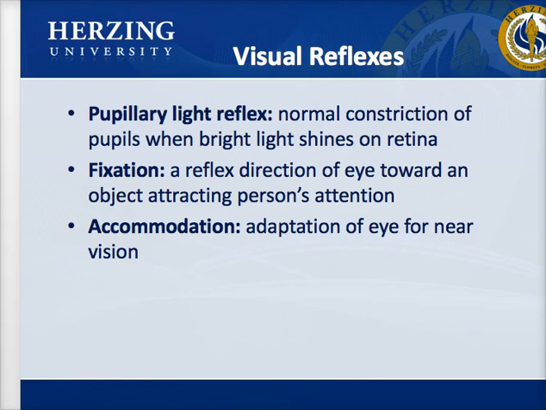Visual reflexes include the pupillary light reflex, fixation, and accommodation. The pupillary light reflex is the normal constriction of the pupils when bright light shines on the retina. Fixation is a reflex direction of the eye toward an object attracting a person's attention. Accommodation is the adjustment of the eye for near vision. It is accomplished by ciliary muscle movement.